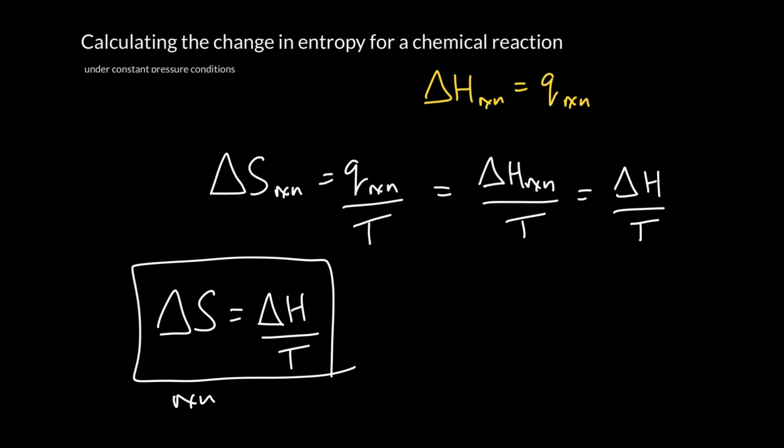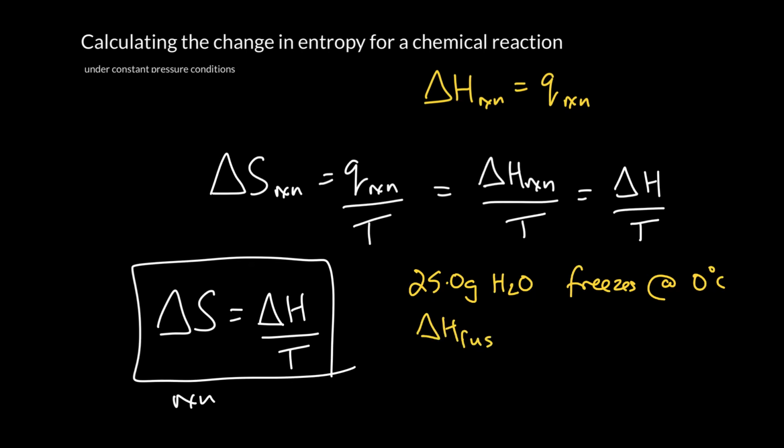All right, let's go ahead and apply this now. So let's say we've got 25 grams of water, and it freezes at 0 degrees C. And we know that the enthalpy of freezing, or the enthalpy of fusion, is equal to positive 6.02 kilojoules per mole. So just a reminder here, this little symbol means we're under standard conditions, so the water is pure, and we're under a pressure of 1 atmosphere. We can use this to calculate delta S for the reaction. And again, remember, if we don't write the little subscript here, we're talking about the reaction itself.